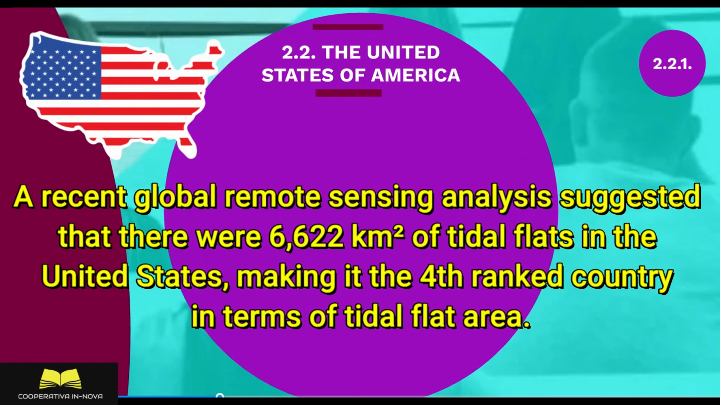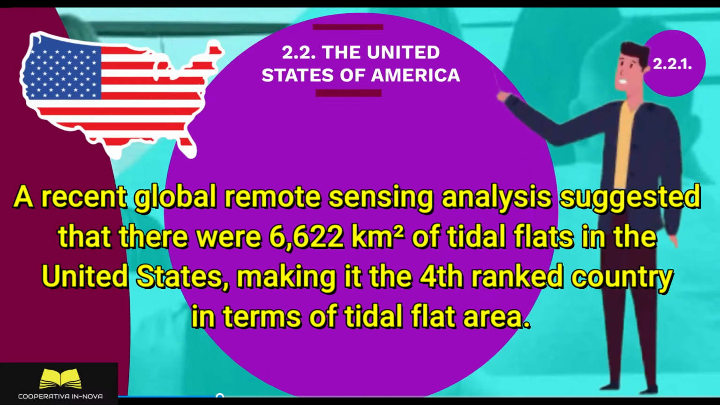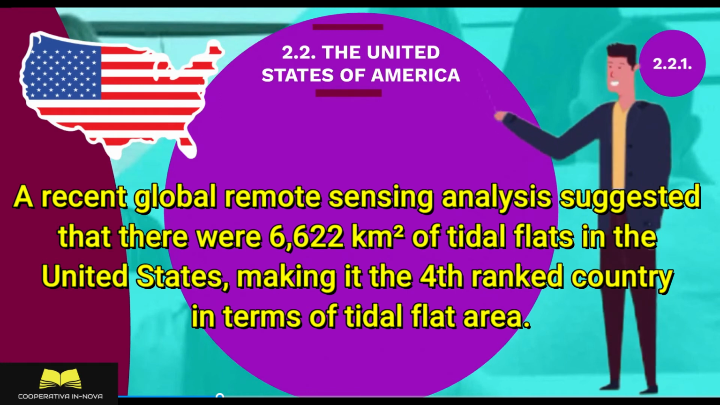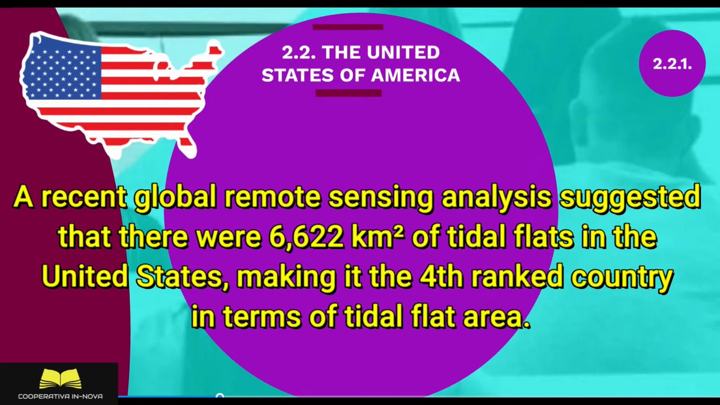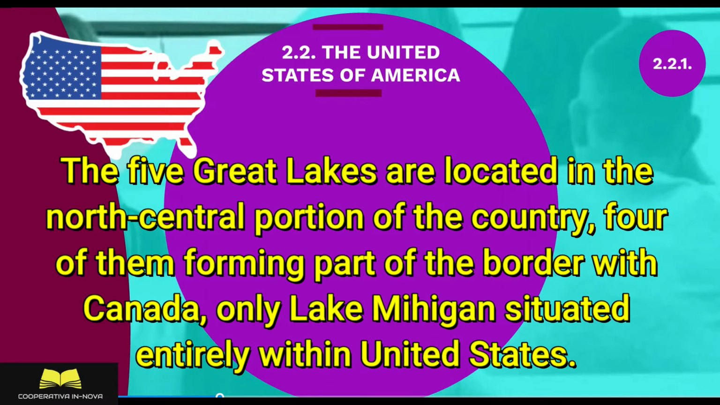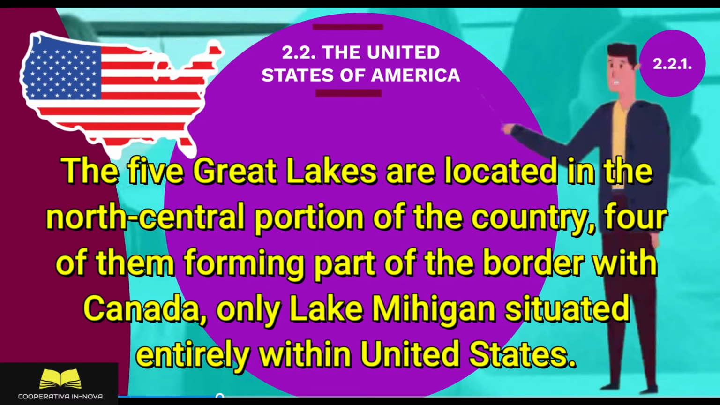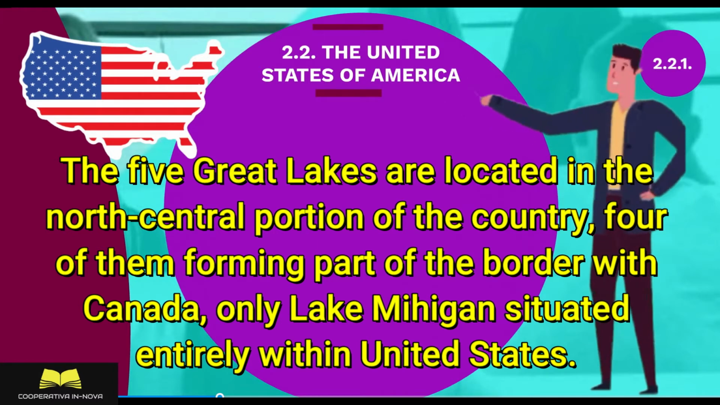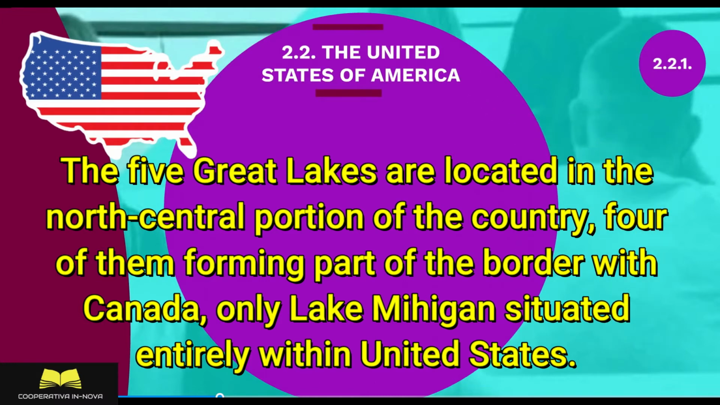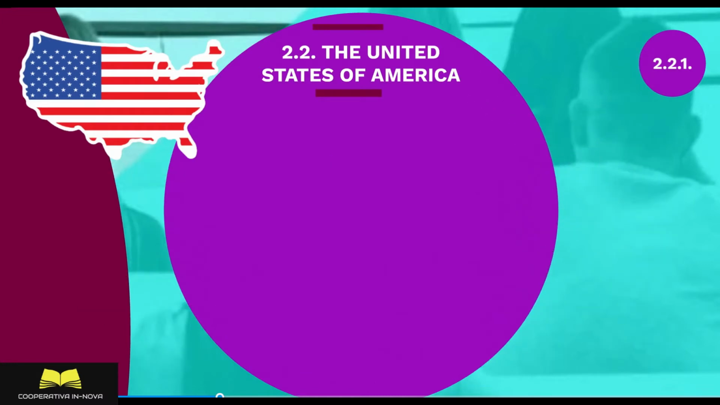A recent global remote sensing analysis suggested that there were 6,622 square kilometers of tidal flats in the United States, making it the 4th-ranked country in terms of tidal flat area. The 5 Great Lakes are located in the north-central portion of the country, 4 of them forming part of the border with Canada, only Lake Michigan situated entirely within the United States.